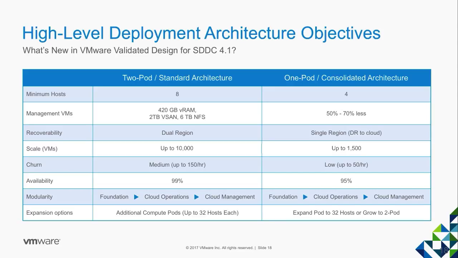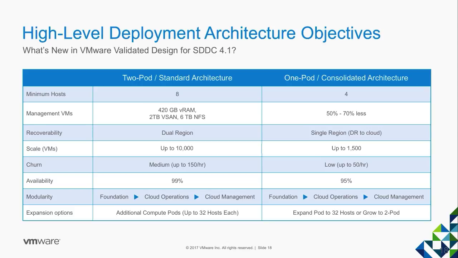So we'll make that a lot smaller so you can have more resources available for the compute workloads. We deploy this for those specific use cases. I mentioned recoverability, right? The standard architecture for the two pod is dual region capable, and the one pod is a single region. But you could also do DR to cloud, and we'll talk about that a little more in a minute.